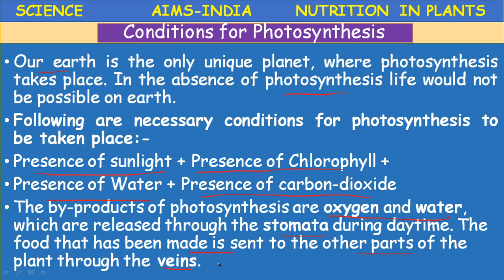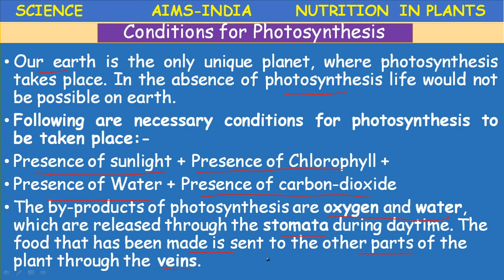They contain a tissue called phloem tissue, which transports the food material or the end product of photosynthesis to different cells of the plant. Okay, from leaves to roots, branches and other parts of the plant.